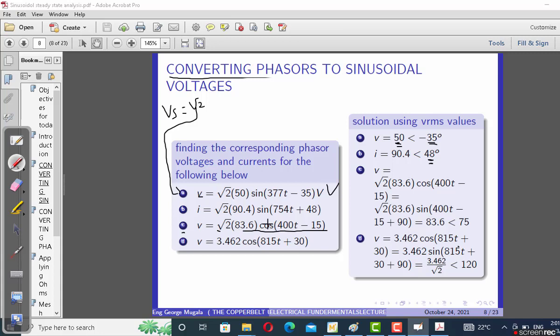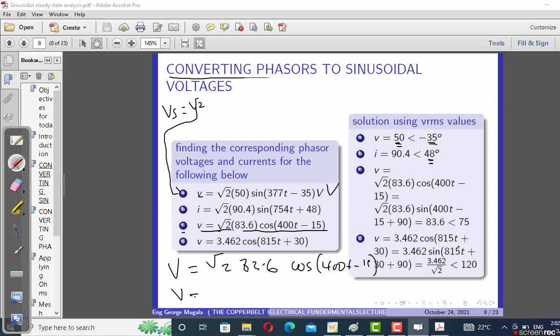The cosine function leads the sine function by 90 degrees. What this means is that if the voltage has been given in the form of a cosine function, then I can first convert it into its sine format. So for example, if I have V root of 283.6, then cos 400t minus 15, what I can simply do is convert this very same voltage to the sine function.